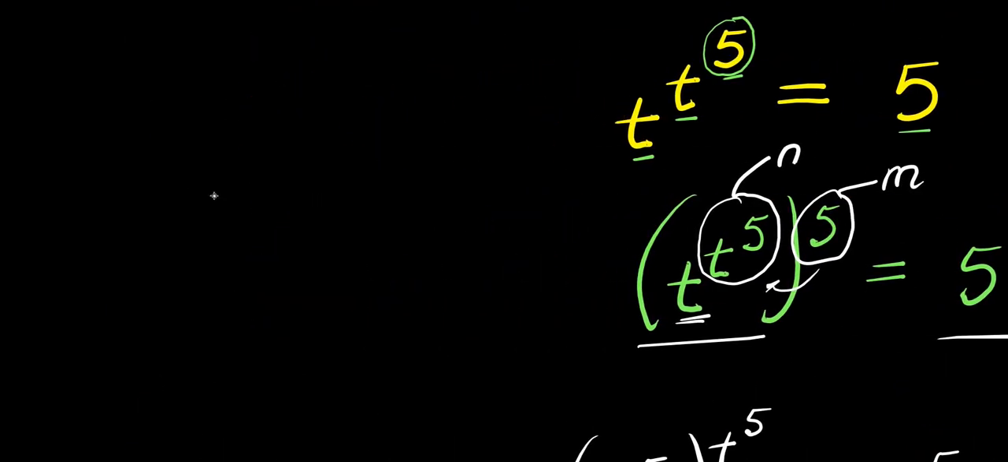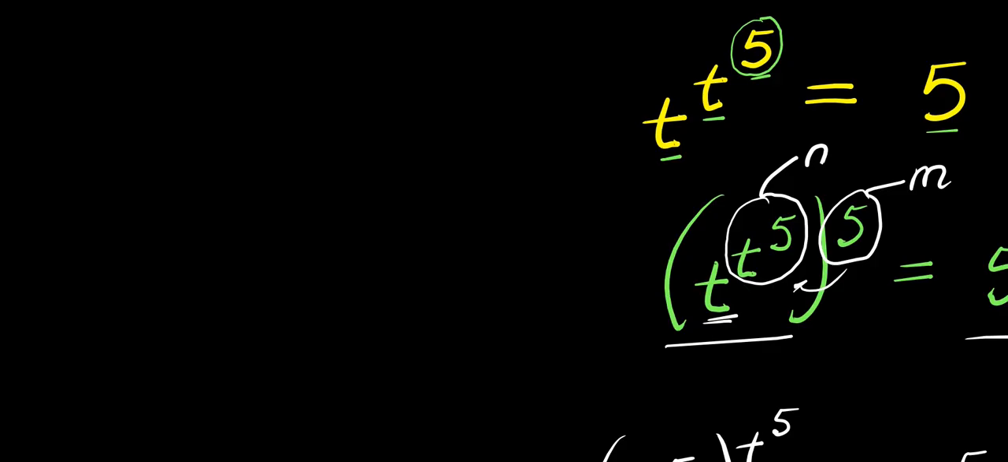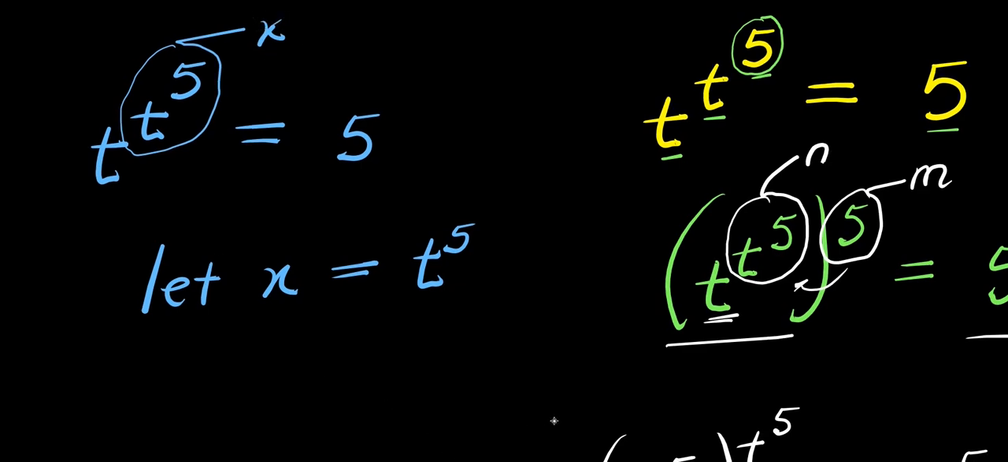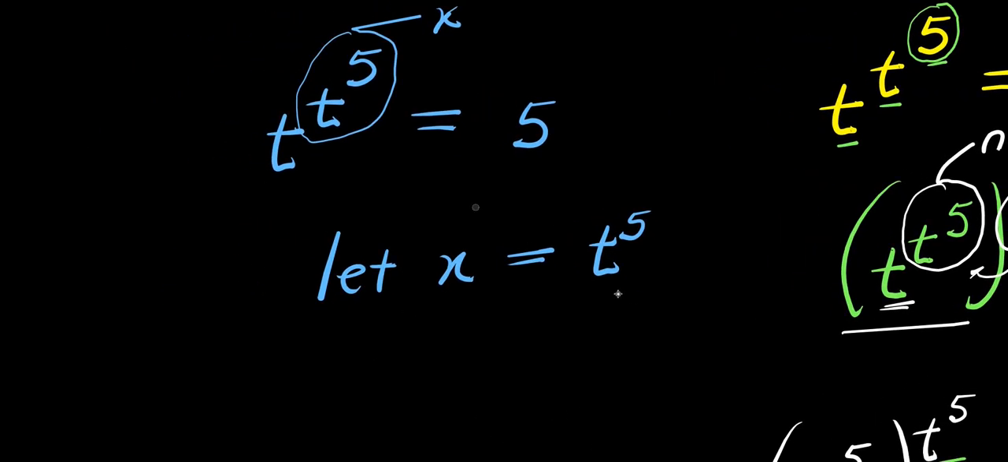Let's solve it again making use of natural log. I have t power t power 5 equals 5. I can start by saying let x equals t power 5. If that is the case, that means this will become x. Next step will be to replace the exponent with x. So I'm going to have t power x equals 5.